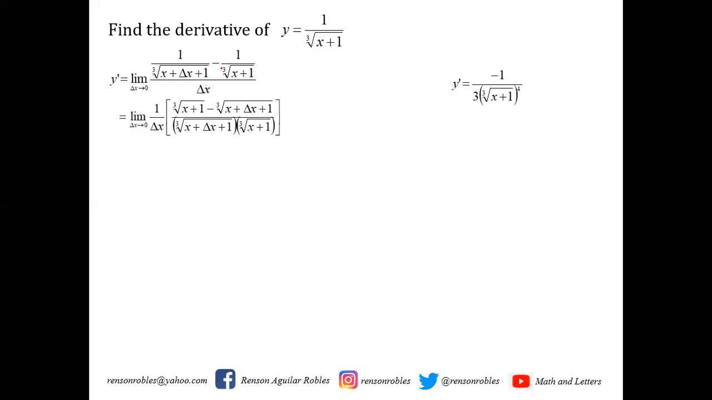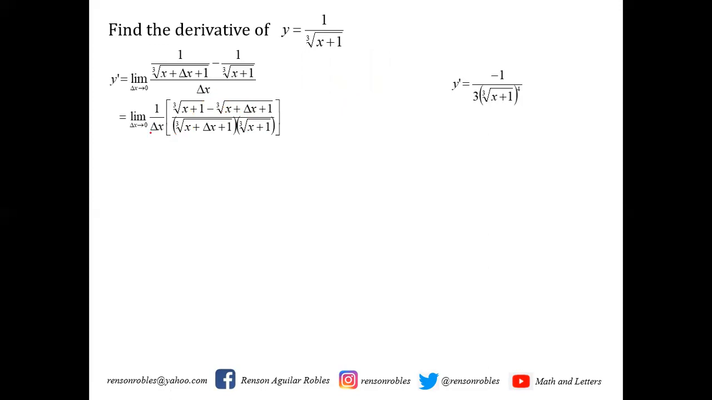But what we are going to do here is we shall get the LCD, okay? We will combine this as one fraction. So combining that as one fraction, you first get the LCD. The LCD would have been cube root of x plus delta x plus 1 times cube root of x plus 1, okay? The LCD divided by this will give you cube root of x plus 1. So you have cube root of x plus 1, okay? Then minus the LCD divided by cube root of x plus 1 will only have cube root of x plus delta x plus 1, times 1, which gives you cube root of x plus delta x plus 1. Okay, so here it goes. So what we are now going to do is to rationalize the numerator. Why are we going to do that?